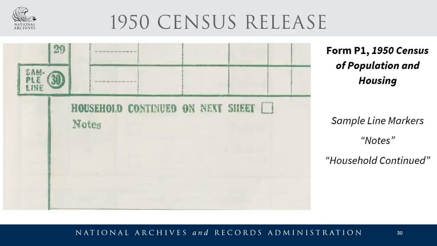In the middle of the page, after line 30, is a large blank area where the enumerator could write notes that would explain any strange or odd things that were in the upper part of the form. It also has a spot there where if the household was not complete on that sheet, the enumerator would then indicate that the household continues on the next sheet. You also see in this picture an example of the bump out that indicates a sample line. And so again, the person on the sample line will be answering even more questions further on this sheet.